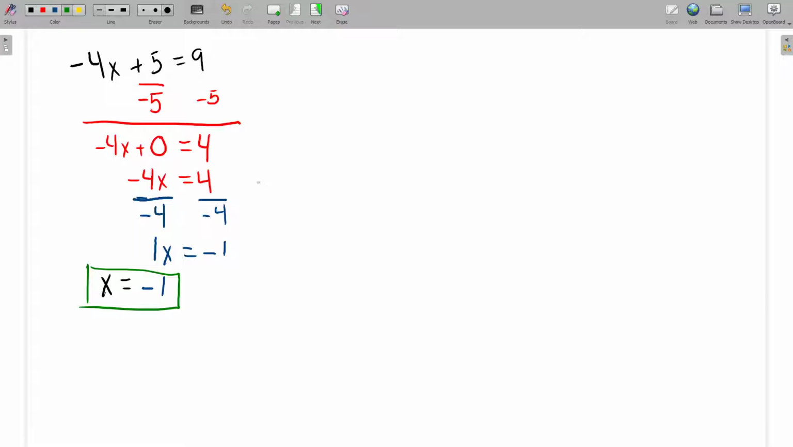And there are a couple steps in here that we took that we can avoid in the future. For example, putting this plus 0. We don't really need that. We could go straight to the negative 4x is equal to 4 step once we're comfortable with these steps that we're taking. Let's move on to the next example.